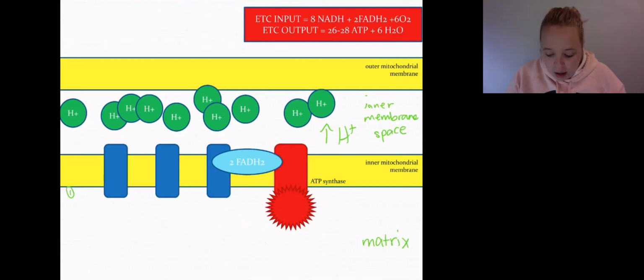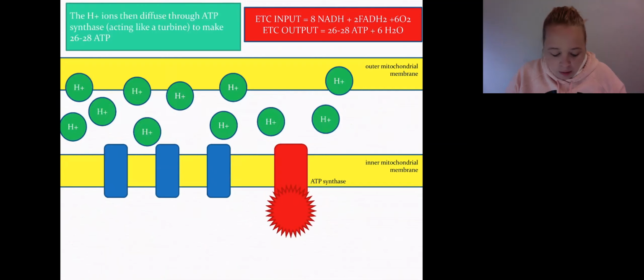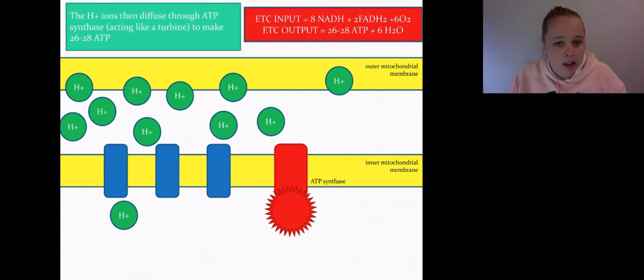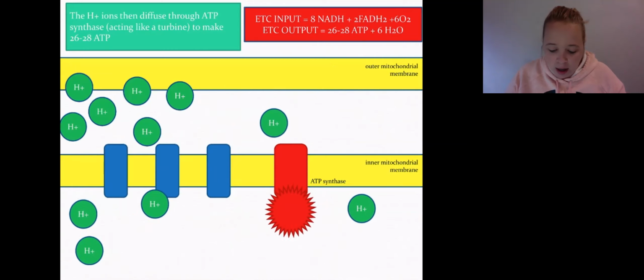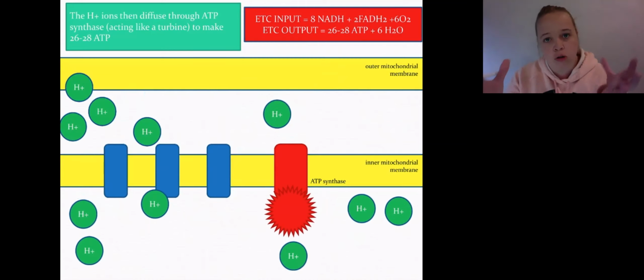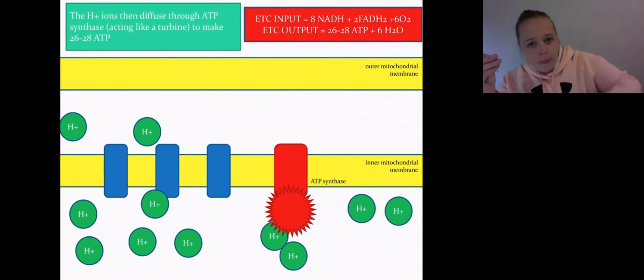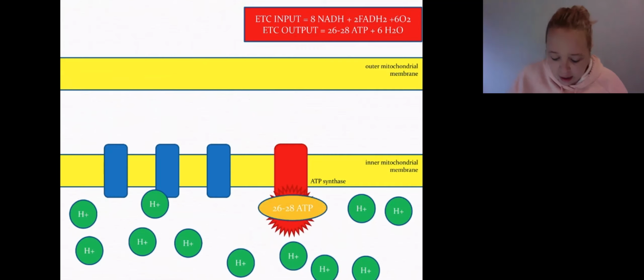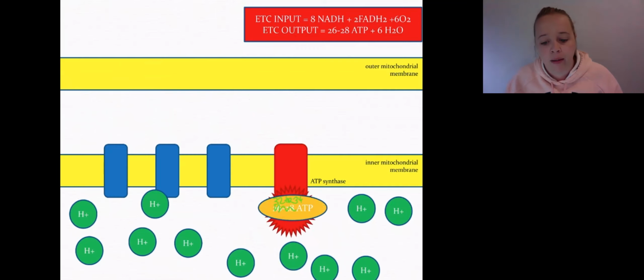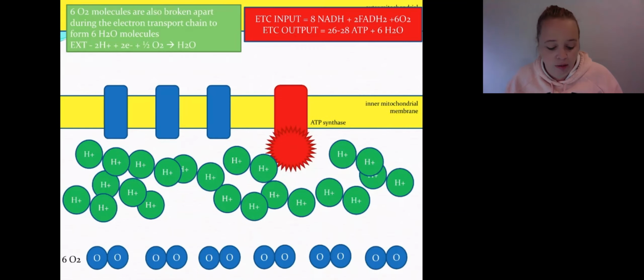Once they're all in this inner membrane space, you can see you've got a high concentration of H+ in here. What are they going to want to do? They're going to want to diffuse back down. So they're diffusing back down through ATP synthase all the time. This ATP synthase is using the power of that pump, of that diffusion, to create, it says 26 to 28. I'm going to change that. It's going to be 32 or 34 ATP. Okay, and that is the general gist of what's happening.